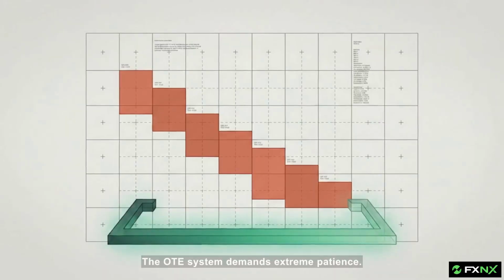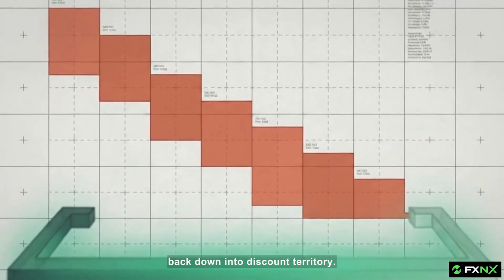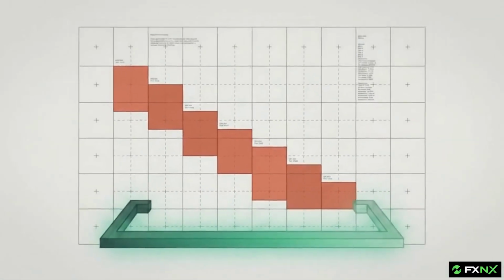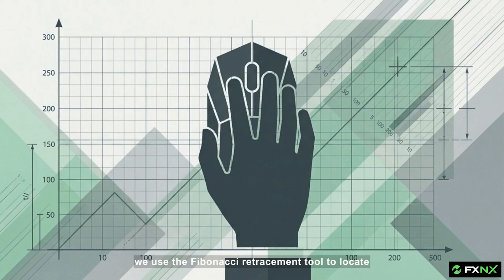The OTE system demands extreme patience. You must wait for the price to fall back down into discount territory. Once the price drops into the discount area, we use the Fibonacci retracement tool to locate the optimal entry zone.